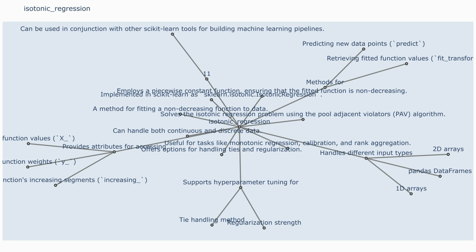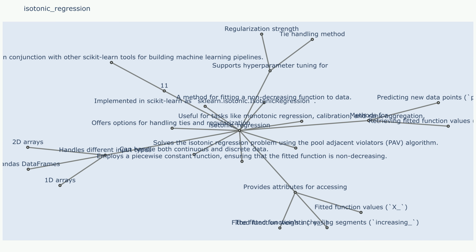Understanding sklearn.isotonic. sklearn.isotonic is a module within the scikit-learn library dedicated to isotonic regression, a technique for fitting a monotonic non-decreasing or non-increasing function to data. It is particularly useful for situations where we expect the relationship between two variables to follow a specific trend, even if the raw data doesn't perfectly reflect that trend.